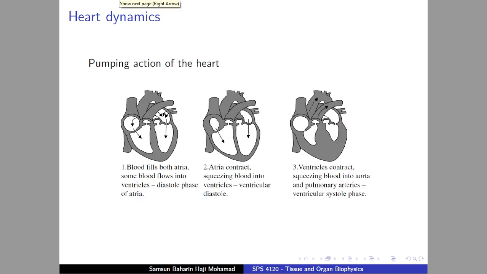Okay, the pumping action of the heart. The blood will go to the atria, and some blood flows into the ventricle. That's the phase of the atria. Atria contract, squeezing blood into the ventricle. Ventricle just break, and the ventricle contracts, squeezing blood into the aorta and pulmonary artery. Ventricle systole. So sending out, pumping in, pumping out.